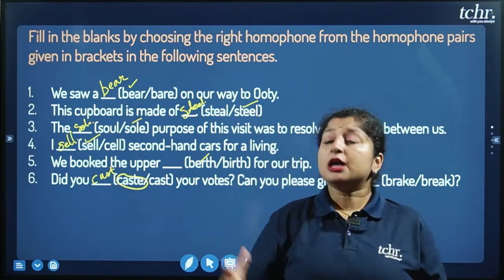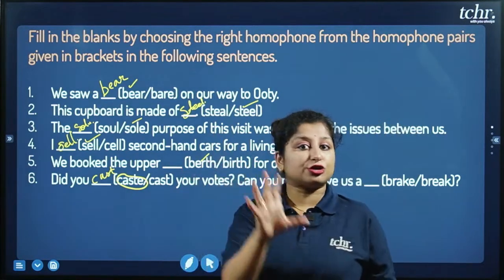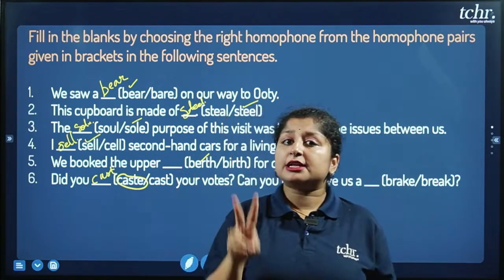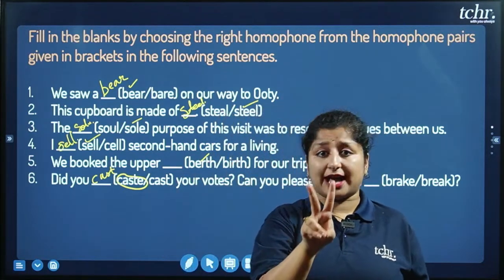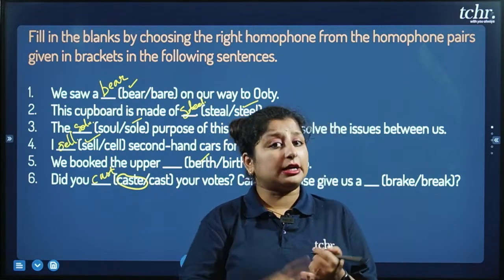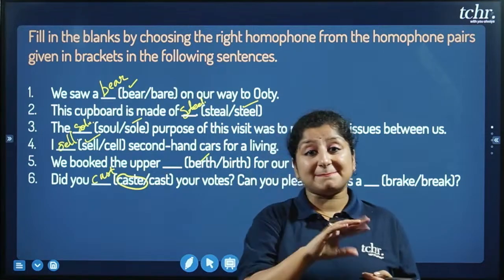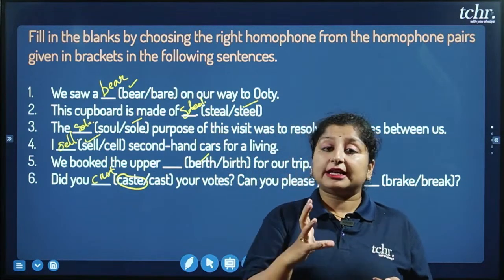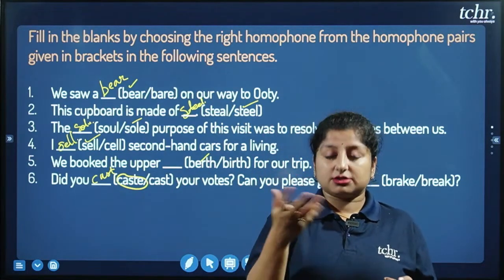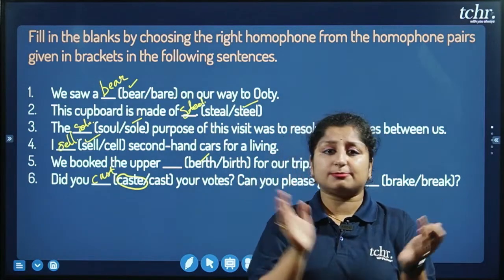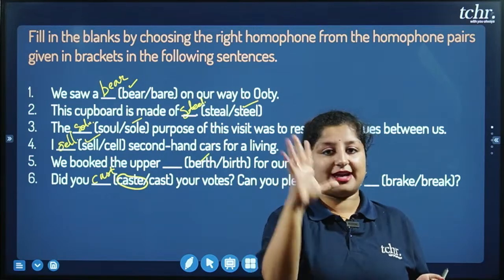So when it comes to homophones, what should you do? You should be aware of all the list of homophones. And then there are only two ways that you can crack. One is by understanding the context of the sentence. Second one is by knowing the meaning of the homophones. And then what does it mean? When you know what it means, if it matches the context, boom, a mark is guaranteed.